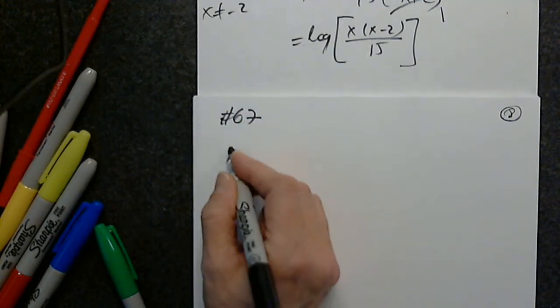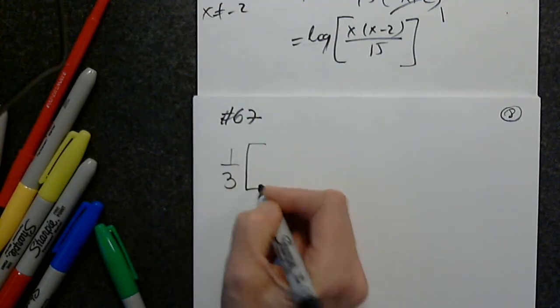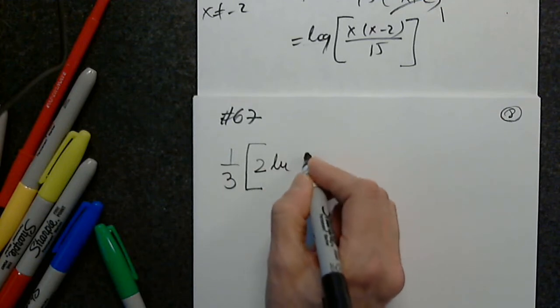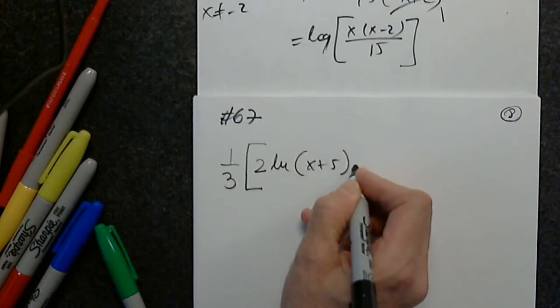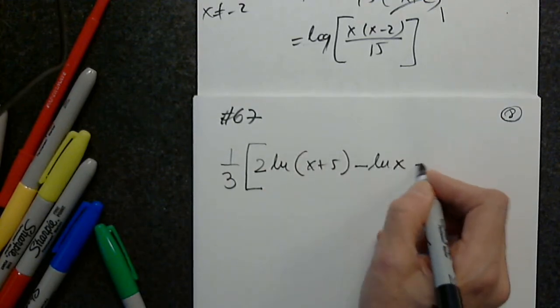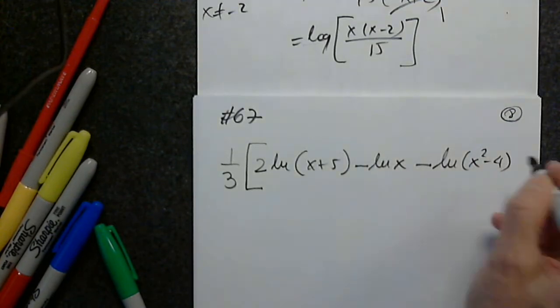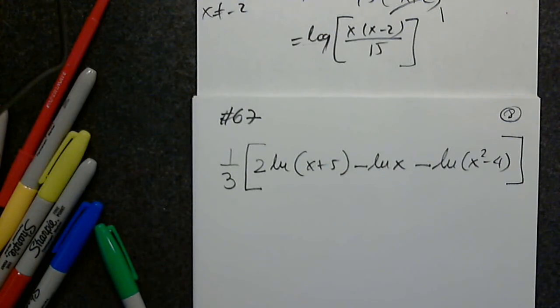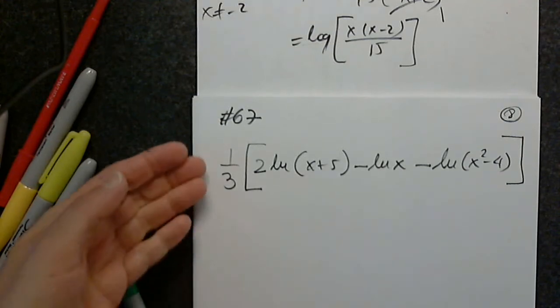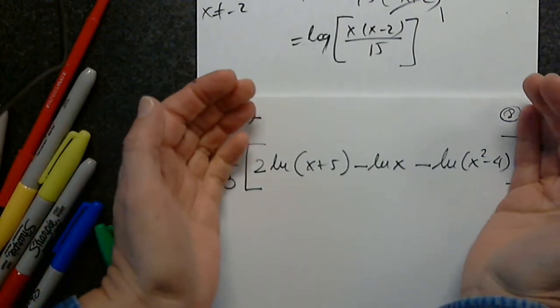Same page. 1/3 bracket 2 natural log x plus 5 minus natural log x minus natural log x squared minus 4, close the parenthesis and close the bracket. So where is the starting point? Of course, not outside, right? We have to look inside.